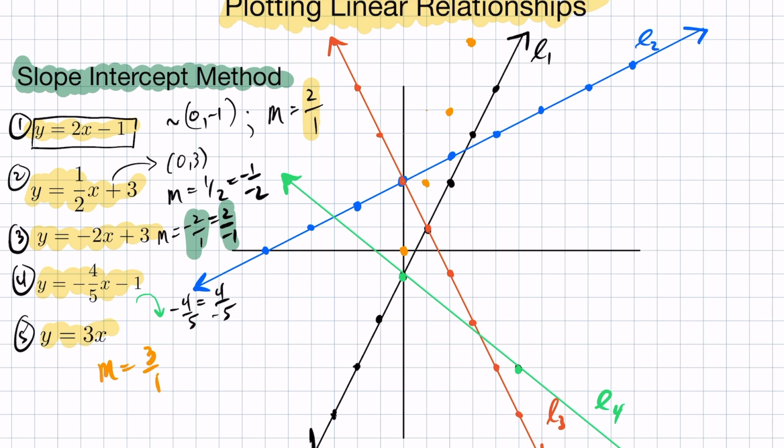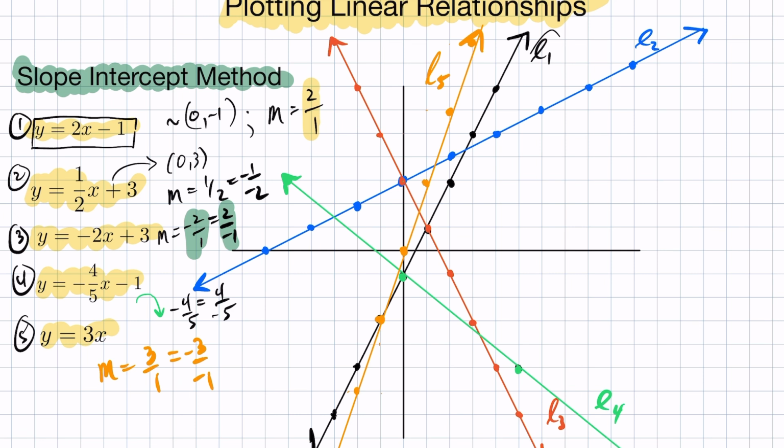And then you're going to write this as -3 over -1, to which I go down 3 units to the left 1, down 3 units to the left 1, and down 3 units to the left 1. And then you can graph this relationship here, going through there. And this becomes our final line, line 5.